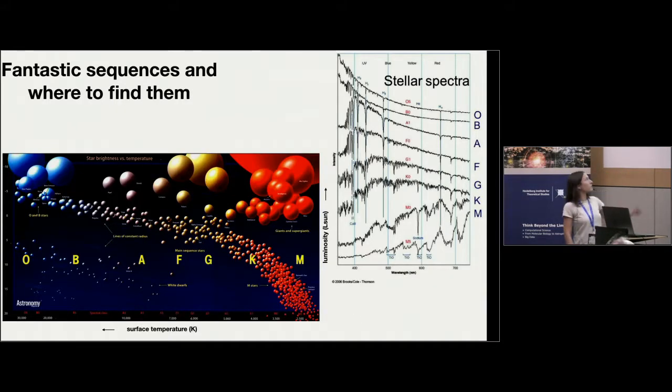One of the famous sequences is the stellar sequence. You can see here an example of stellar spectra. They look extremely complicated when you see them for the first time. There is some continuum emission, lots of different lines. Some of them are narrow, some of them are broad.